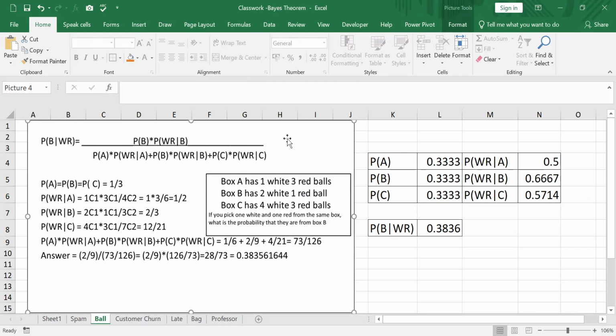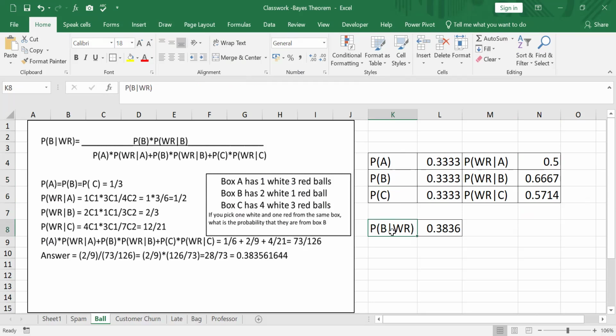We have to compute only the denominator in this, because we already picked up W and R. What is the probability that it is picked up from box B? Probability of B given that W and R have been picked up. What is the probability that it is from B?